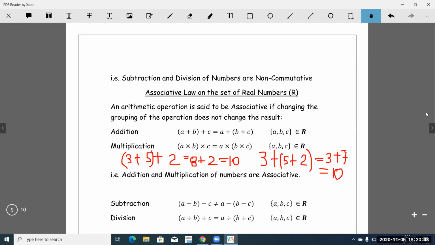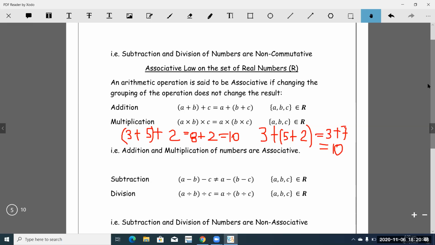The next law is the associative law. The associative law in the set of real numbers states that (A plus B) plus C is the same as A plus (B plus C). What that means is that whether we add the first two numbers and then add the third number, or add the last two numbers and then the first one, it wouldn't matter. So the order in which we add doesn't matter.